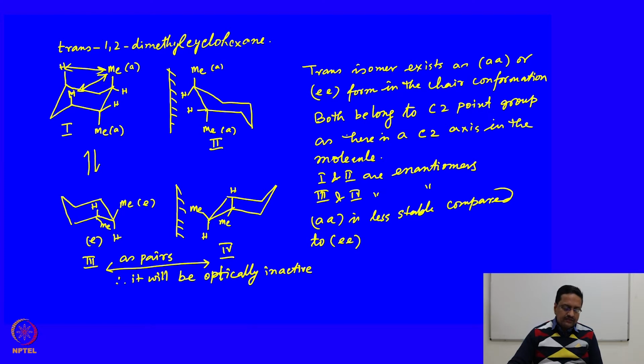I would like you to see what happens if you have two different groups. Suppose instead of methyl groups you have one chlorine and one bromine in trans form, and see which one is more stable and all that, and then decide yourself whether they will be separable or not, whether they will be isolated and can show optical activity or not.